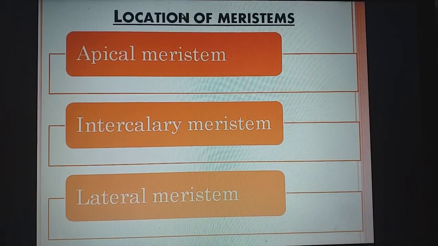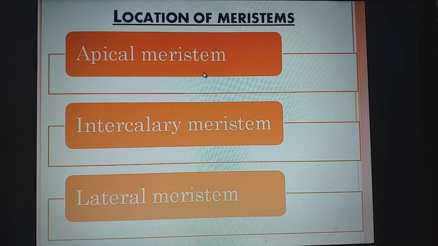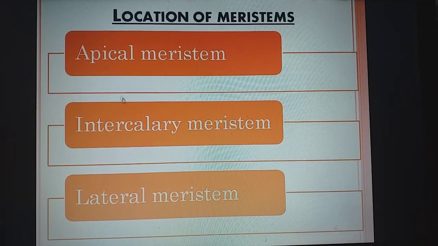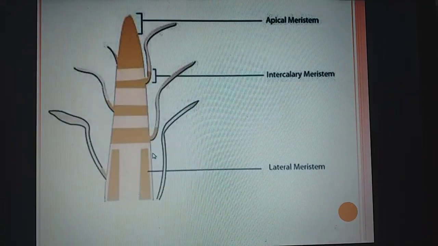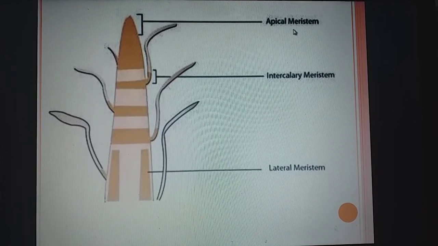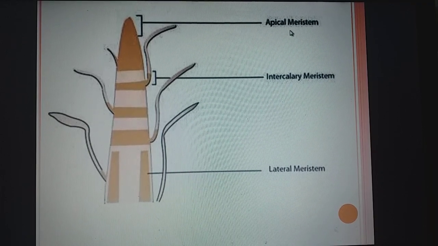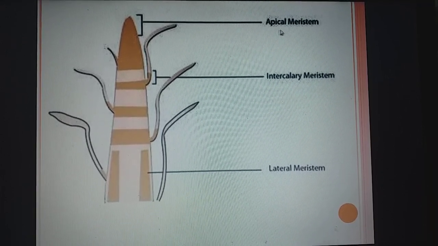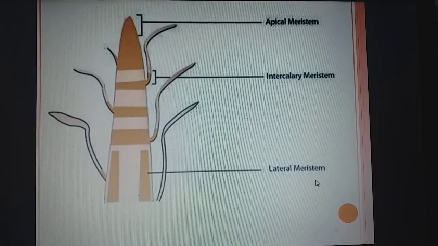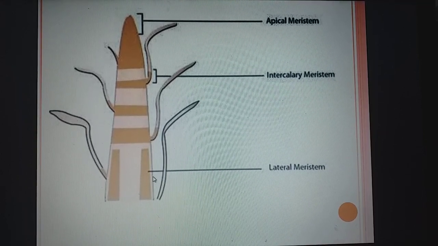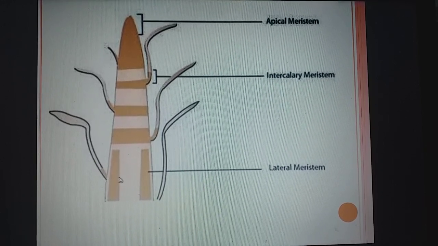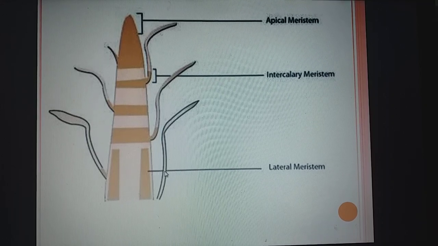Now, according to the location of the meristems in the plant, meristematic tissues are of three types: apical, intercalary and lateral. See this diagram carefully. Apical meristematic tissue is present at the tip of the root or the shoot, so it helps in the growth and development of the plant. Next is lateral meristem, present at the side of the plant. It helps to increase the girth of the plant. Girth means the diameter of the stem.